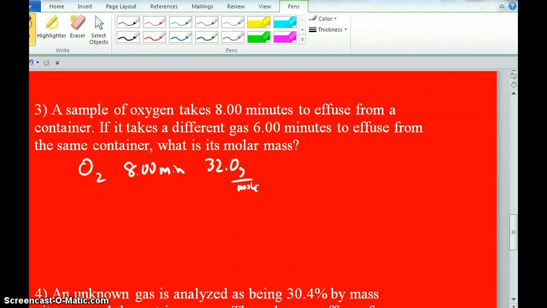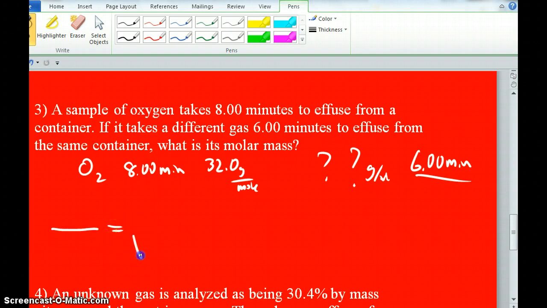of oxygen takes 8.00 minutes to effuse from a container, and of course oxygen has a molar mass of 32 grams per mole. Then we're told it takes a different gas, but we're not told what the gas is. We have no idea. So we don't know what the molar mass is. But we do know that it takes a time of 6 minutes to effuse. So we have 2 times and 1 molar mass, and this problem asks what is the molar mass of this unknown gas. And all I have to do is make sure I understand my relationship, once again, between size and time. And that's a direct relationship.